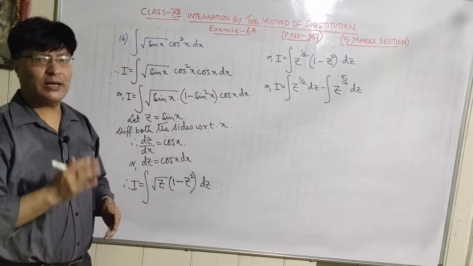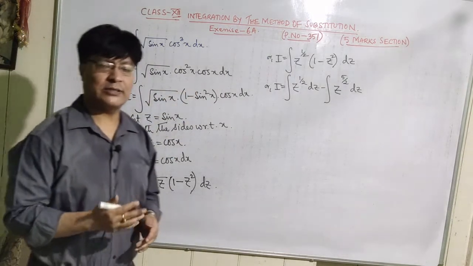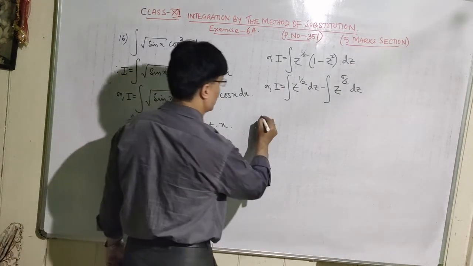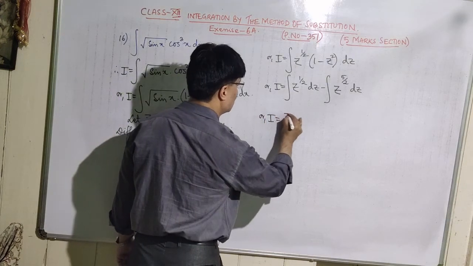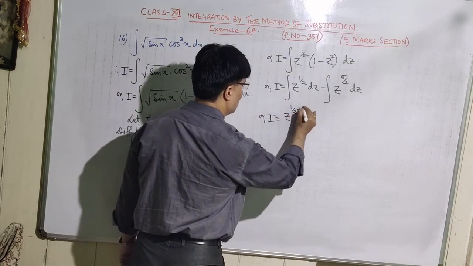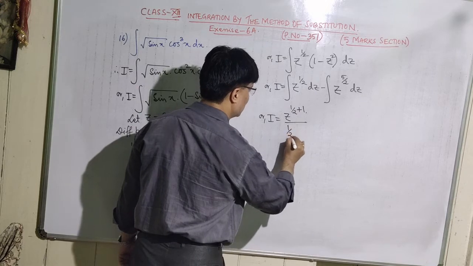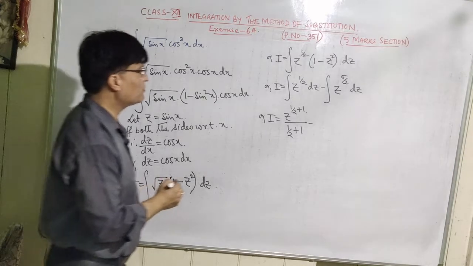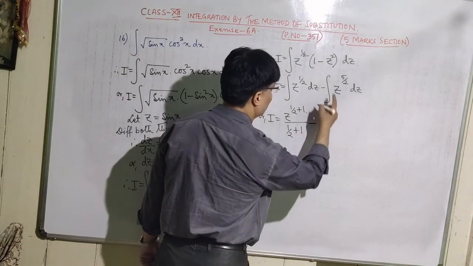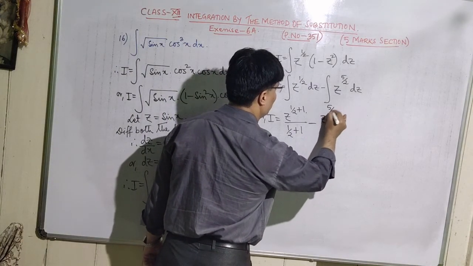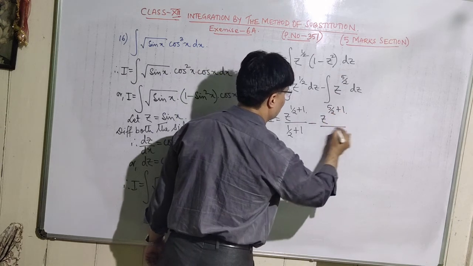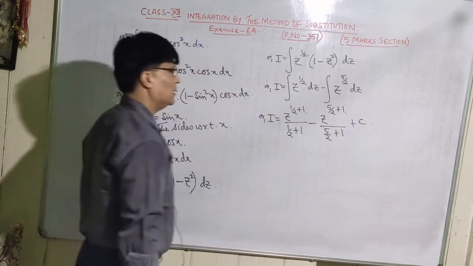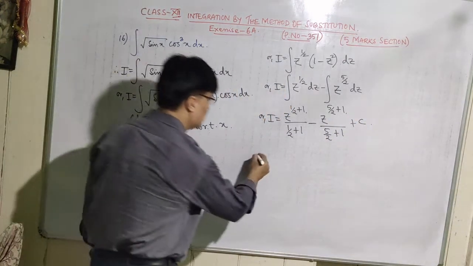So this is the formula: x to the power n dx, whose integration is x to the power n plus 1 divided by n plus 1. So here I is equal to z to the power half plus 1 divided by half plus 1, minus, then comes the minus sign here, z to the power 5 by 2 plus 1 divided by 5 by 2 plus 1. Then what do we write? It is plus c. So let us simplify it.